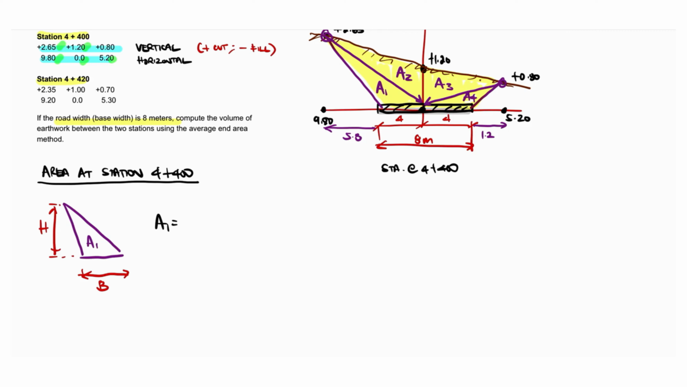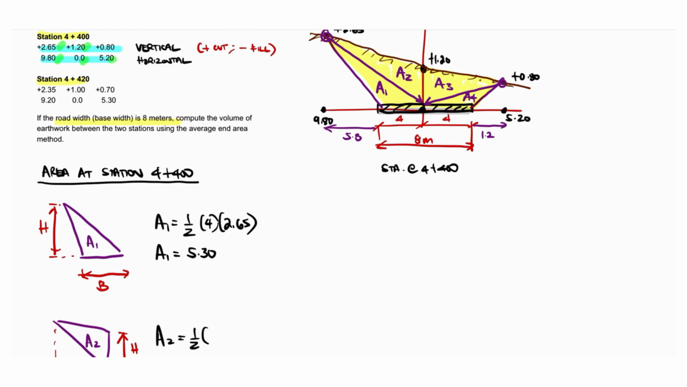From the illustration, we identify its base and height. Using the area formula for a triangle, A1 is equal to 1/2 times its base, 4, times its height, 2.65, which gives 5.30 square meters. Next, for A2, the base is 9.80 meters and the height, based on the grid, is 1.20 meters. A2 is equal to 1/2 times base, 9.80, times height, 1.20, which is equal to 5.88.